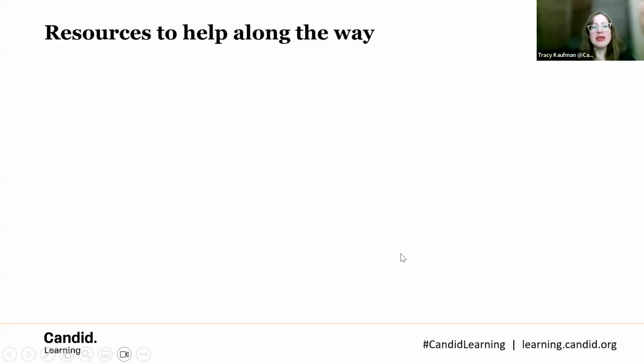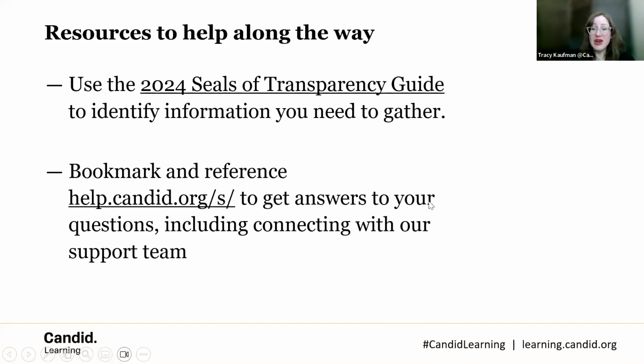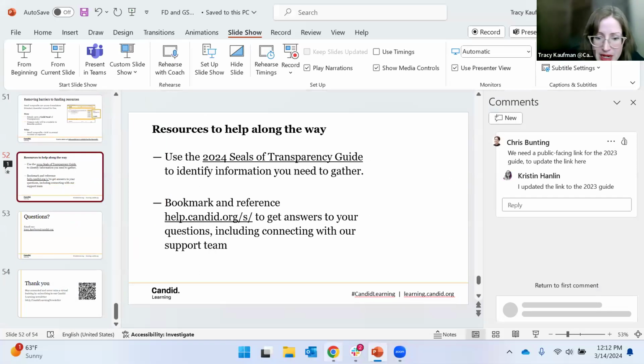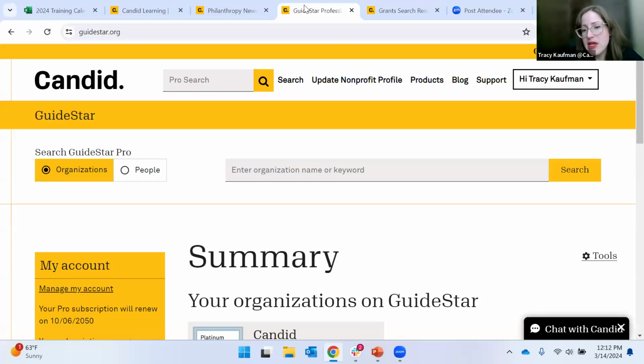At that point, you're going to be in a pretty good position to start adding some information. And we have a lot of good resources that can help you, like the help section on GuideStar, which is really useful. I'm going to pop out of here again and show you what this looks like in real time. And if you have other questions about GuideStar, I'm happy to answer those as well.